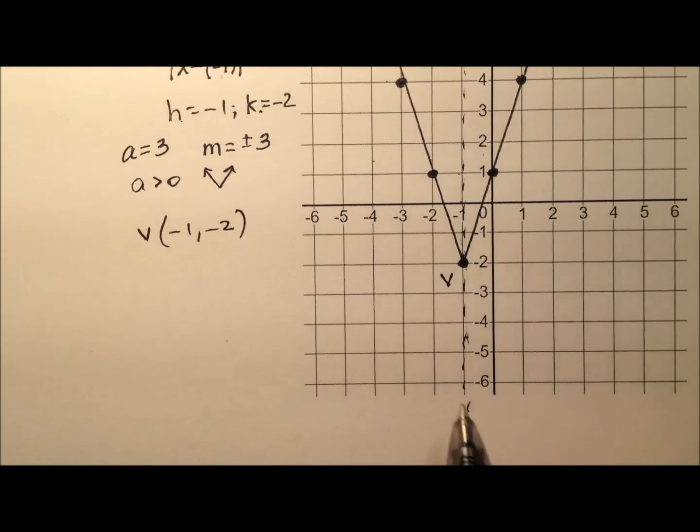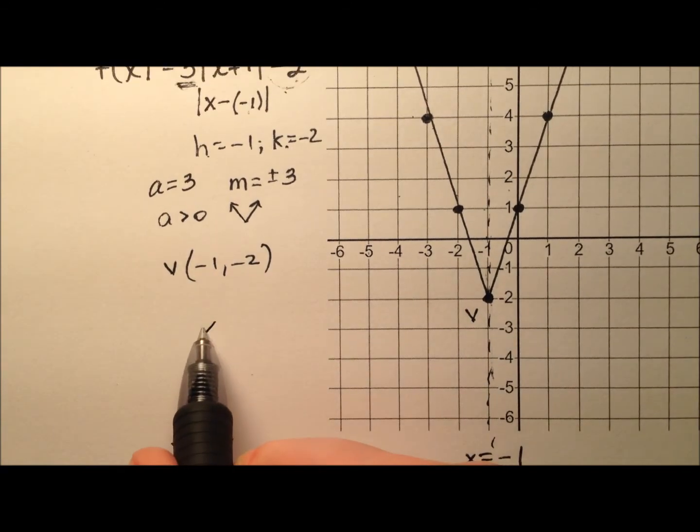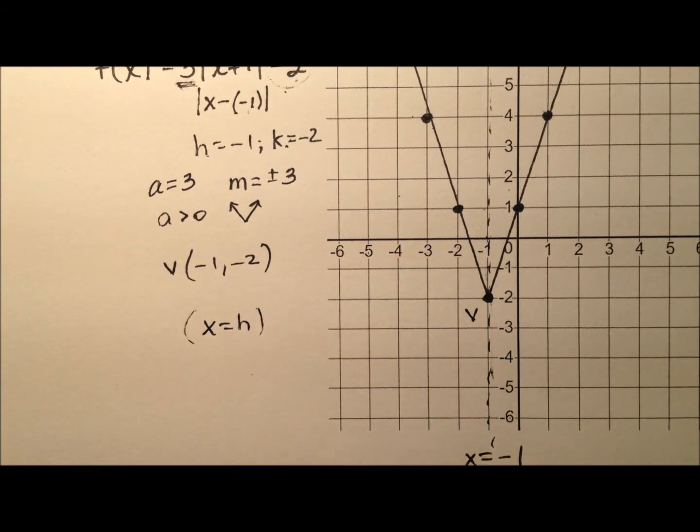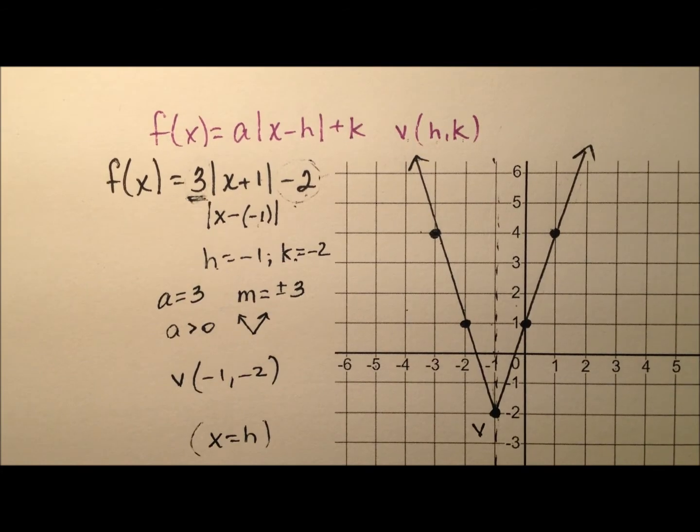And I guess we could say that the axis of symmetry is x equals negative 1, because our axis of symmetry is x equals h. Okay, so there's our first example.